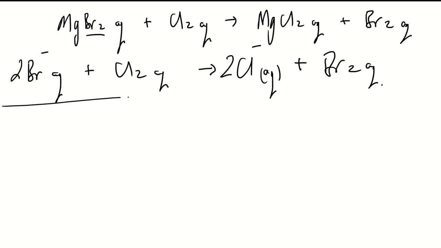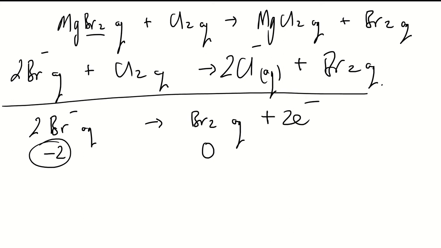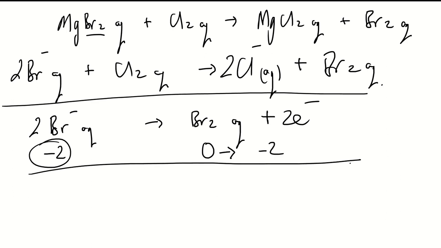Right, my half equations then. I want to tell the story of what happens to the bromides. Okay, they go to bromine, we know that. Let's look at the charges. On the left hand side I have 2 1 minuses, so I have a total of 2 negative, and here I have 0. How do I balance those out? I have to put 2 electrons on the right hand side this time, and that shifts the charge from 0 now to -2 on both sides.